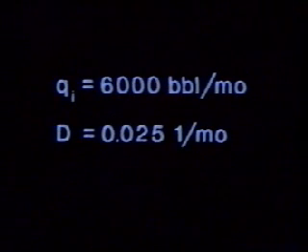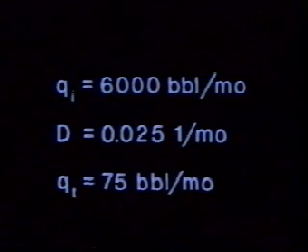Let's use these equations to solve the following sample problem. We are given that the initial production rate at the onset of decline is 6,000 barrels per month. A plot of the early production history indicates that the decline constant D is equal to 0.025 and has units of 1 over month. We have calculated that the economic limit production rate for the well is 75 barrels per month. We are asked to calculate the production rate after 3 years of decline, the total reserves, and the time to abandonment.